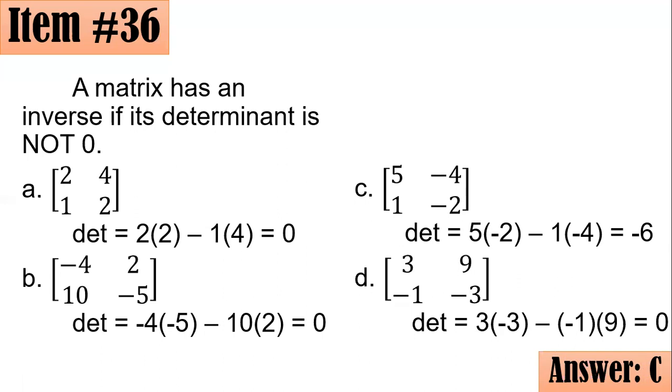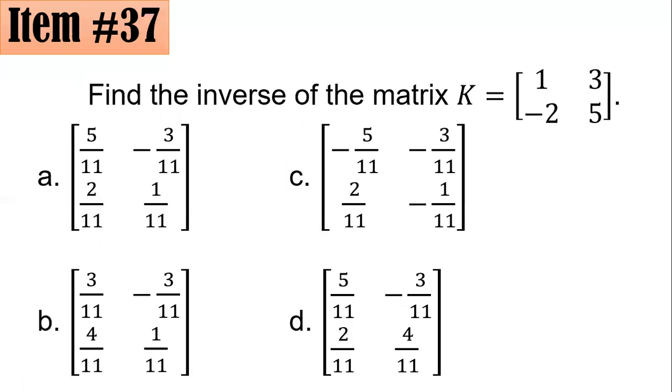37. Find the inverse of the matrix K with elements 1, 3, negative 2, 5. This is quite a lengthy or tedious process, especially if you will be using methods like Gauss-Jordan or Gaussian elimination, row operations rather.